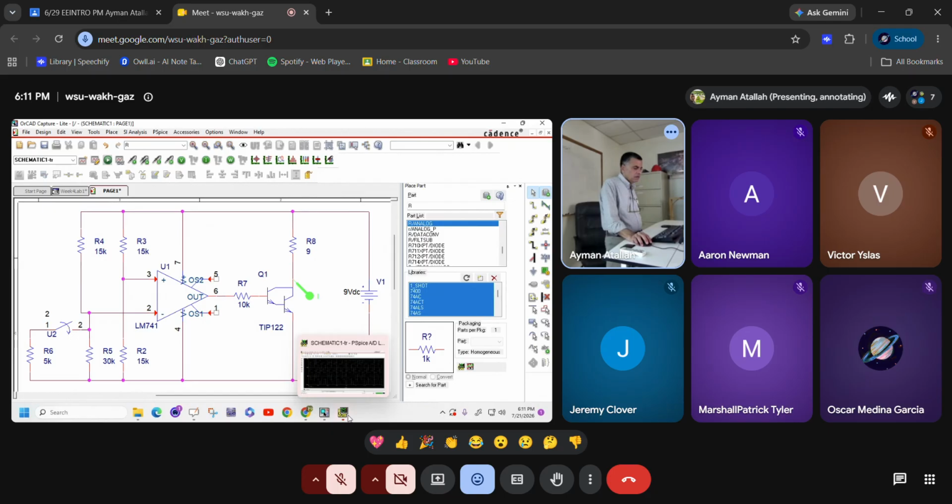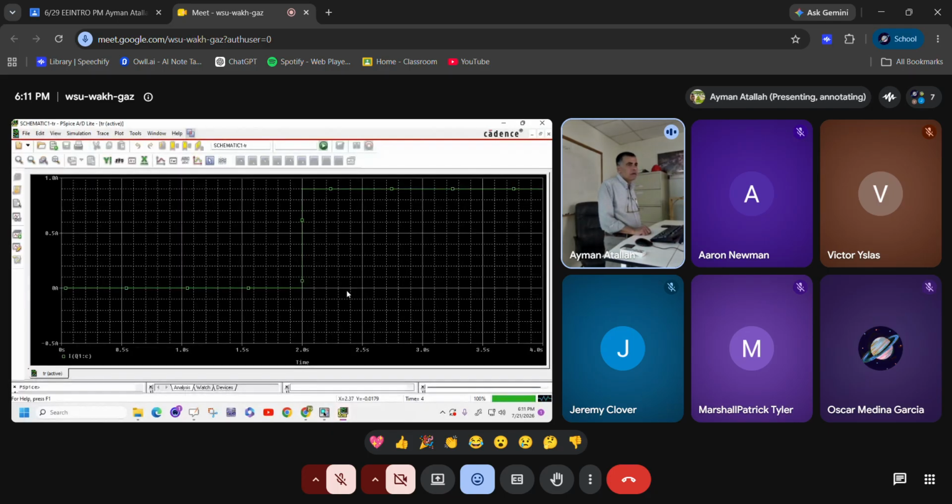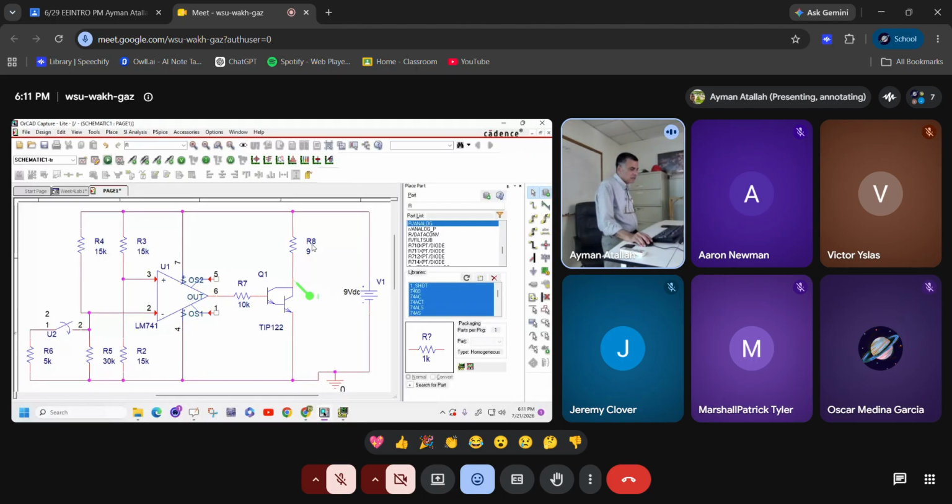This part here, how come mine is in milliamps? It is still in milliamps. Okay, if it's milliamps, double check this. Is this 9K or 9? Just 9. Okay, then I need to check.